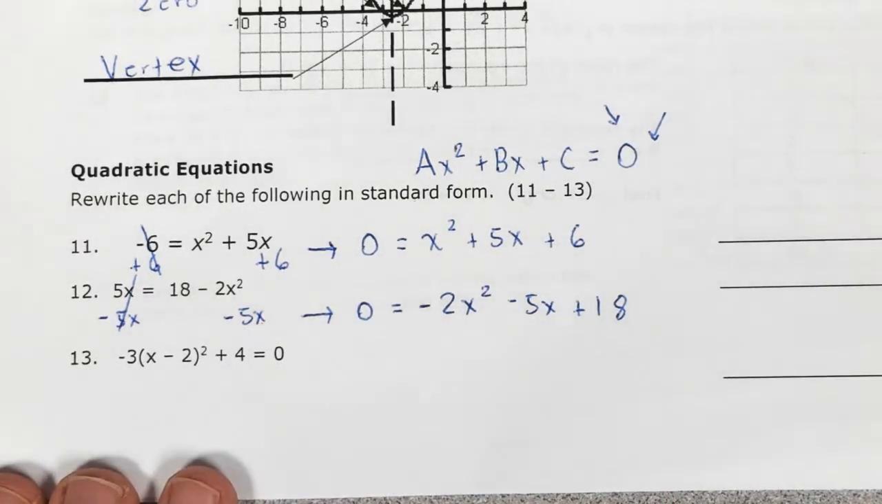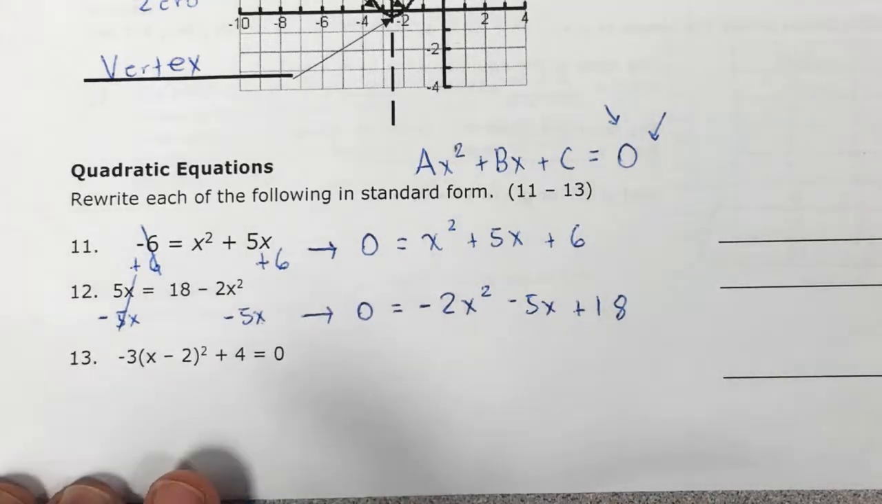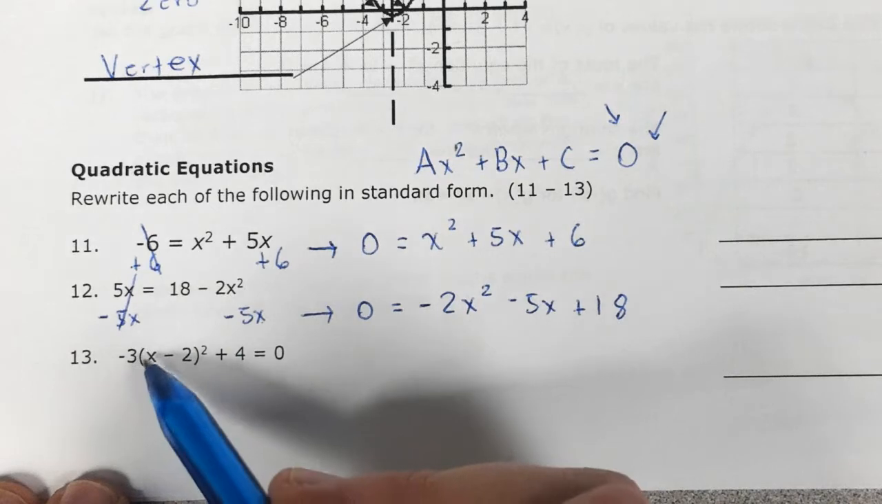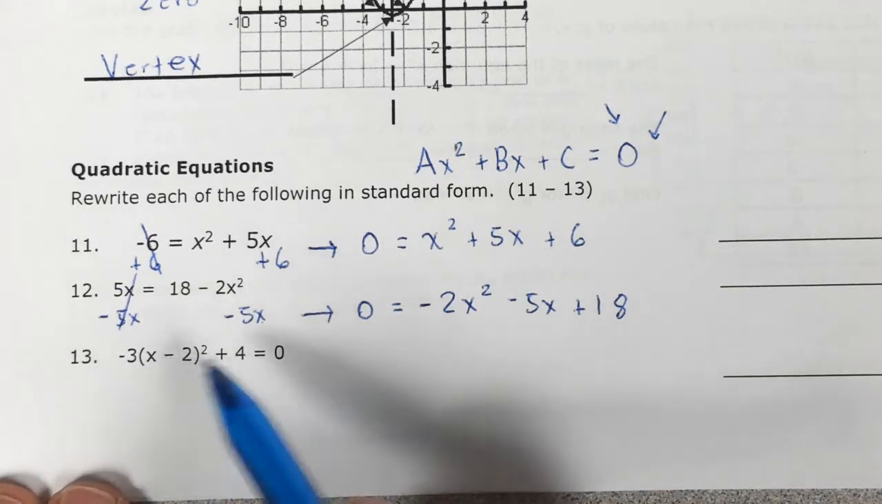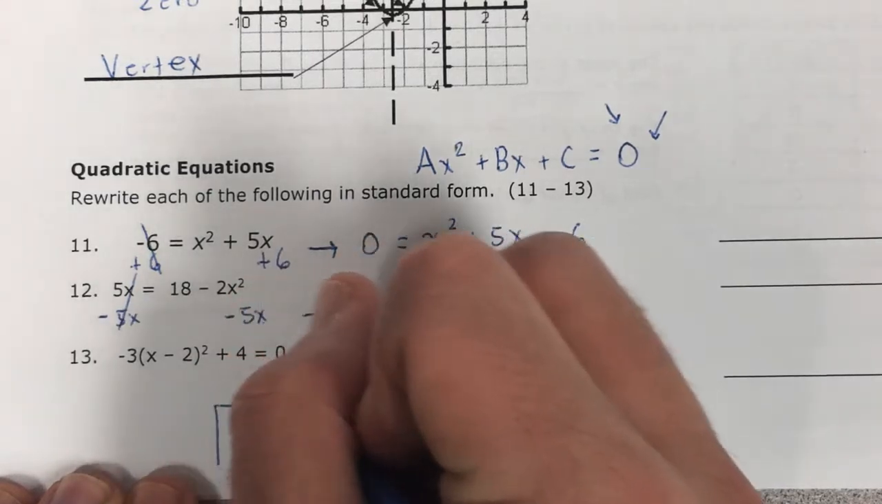Now, this last one, number 13. Number 13 looks a little different, right? I have 3 steps that I have to take to get this into standard form. First of all, I have to square this part. You see how it's (x minus 2) squared? Well, if I have something squared, I can use my box method.